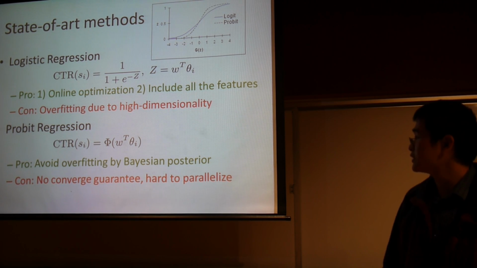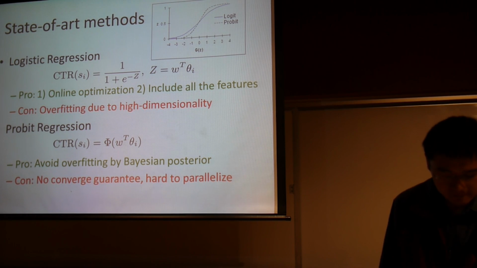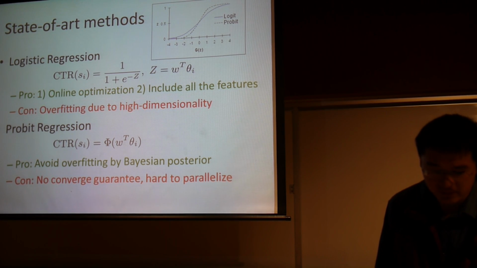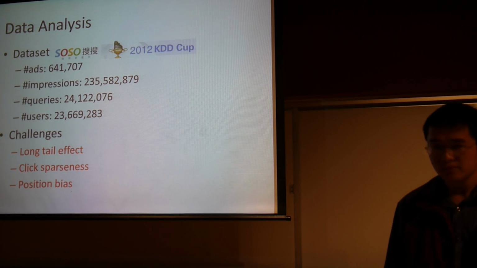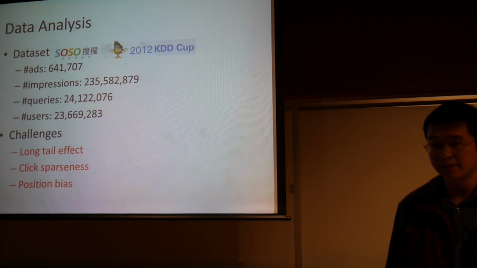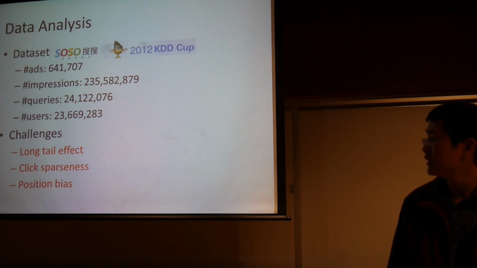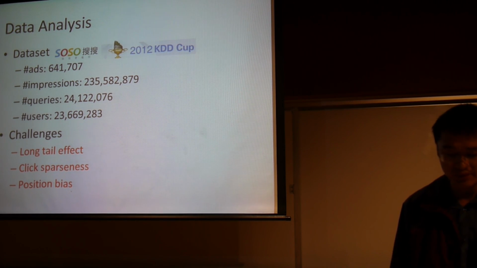So this is what we have so far, and this is also the foundation that we will build our own work on. Before stating our future plan, let's take a closer look at the data. Our data is from soso.com, which is the third largest search engine in the Chinese market, and it consists of 600,000 ads which are presented to users 235 million times. It also has 24 million associated queries submitted by 23 million distinct users.